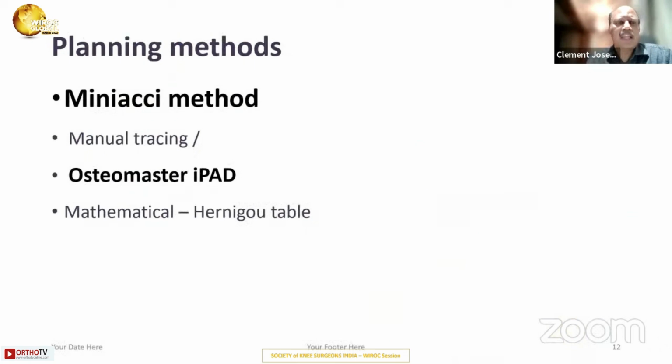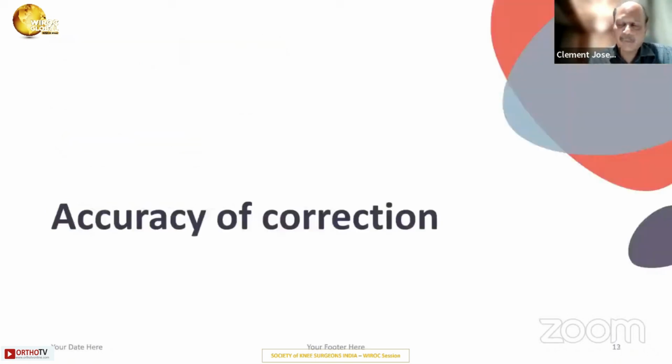Coming to the planning methods, we follow the mini-axis method. It can be calculated using manual tracing of the long leg X-rays. This is a particular software which I use in my practice called OsteoMaster, which is available on iPad and iPhone. For people who don't have a magnification marker but still would like to know how much to open on the medial side when doing an opening wedge osteotomy, follow the mathematical table described by Hernigou et al.